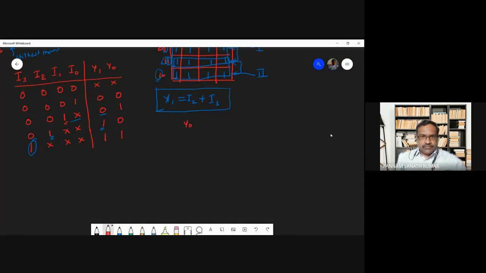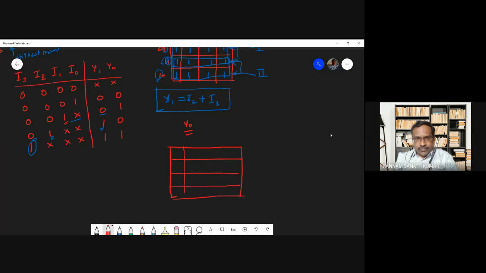Okay. Similarly, if you draw the K map for Y0, K map for Y0, so what you are getting? You will observe. So these are the inputs I3, I2, I1 and I0, 0 0, 0 1, 1 0, 1 1, 0 0, 0 1, 1 0, 1 1. Okay. So if you observe, anyway, if all are zeros, so if you observe this truth table, this is nothing but don't care.